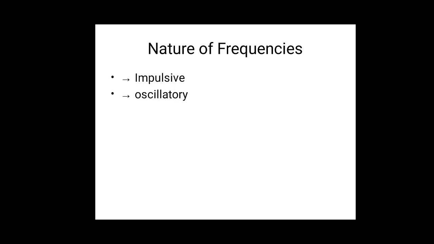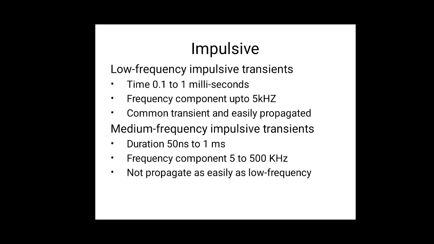Next type is based on the nature of frequency. Based on the nature of frequency, it's again categorized into two, impulsive and oscillatory. First, impulsive. In this we have three types of transient: low frequency, medium frequency and high frequency impulsive transient. In low frequency impulsive transient, the time will be in a range of 0.1 to 1 milliseconds and the frequency component will be up to 5 kilohertz, which is a common transient and easily propagated.